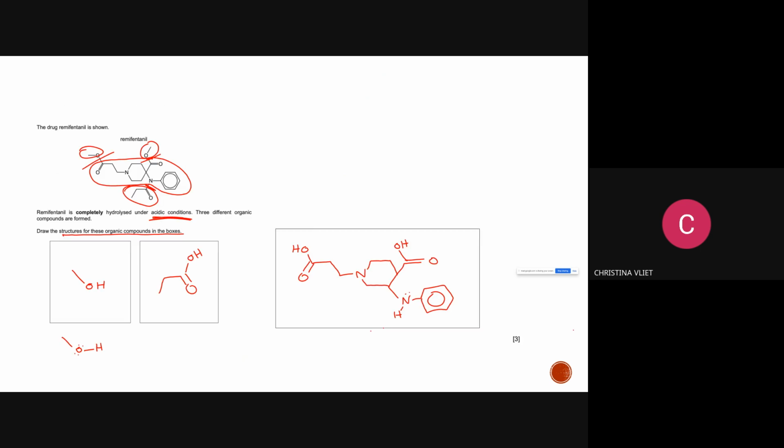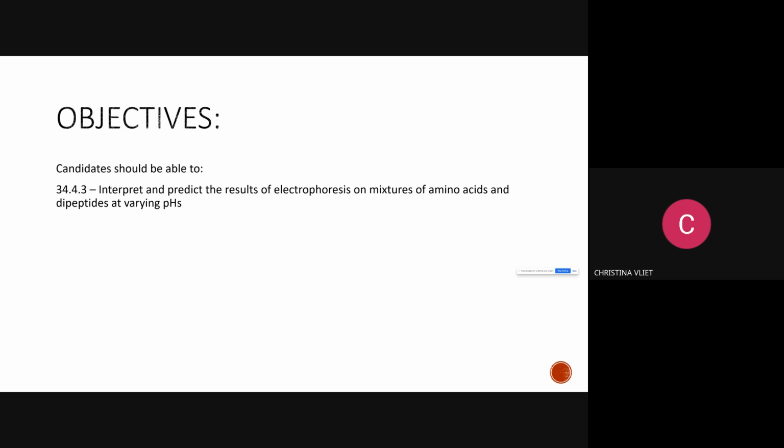We have one objective today. That's for a reason. One objective, that's a good sign, right? You definitely needed to understand last lesson to be able to interpret today's lesson. So this is the last objective with amino acids. And that objective is: candidates should be able to interpret and predict the results of electrophoresis on mixtures of amino acids and dipeptides at various pHs.